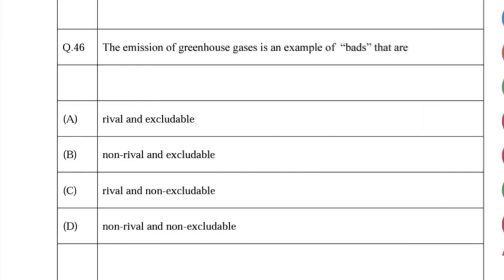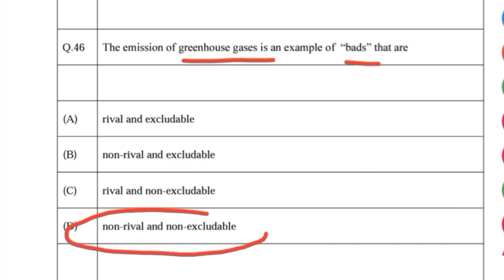Next question is, the emission of greenhouse gases is an example of bads that are, the correct option is non-rival and non-excludable.